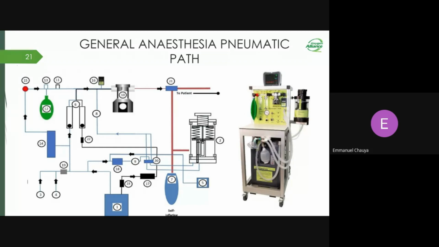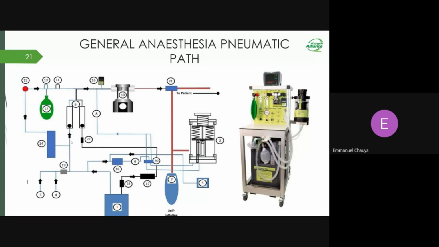This concentrator is made in a way that you have 2 outputs. You have oxygen and also compressed air. The path that you see in black is the one that carries the compressed air, whilst the blue line carries the oxygen line.